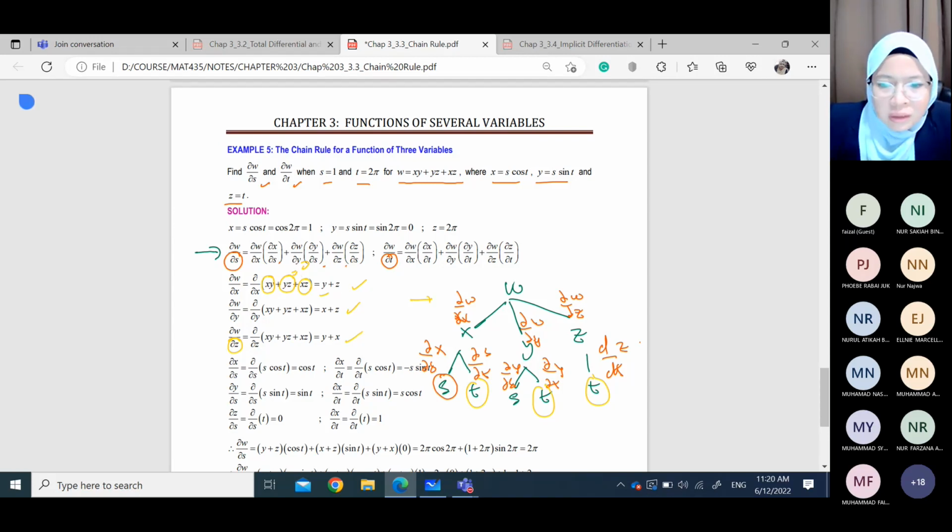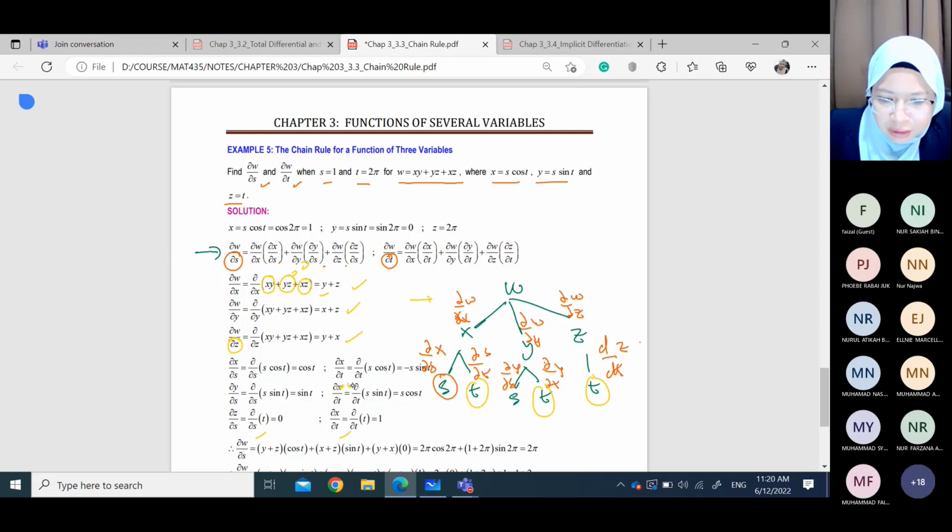Okay. So next part, we differentiate respect to S on X, Y, Z, and the other one, we differentiate respect to T on X, Y, and Z. Okay.